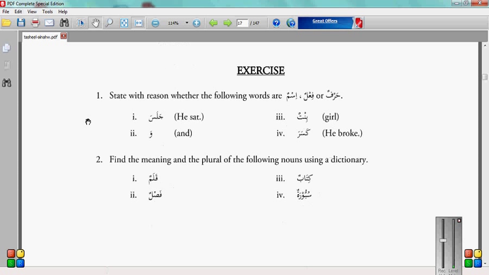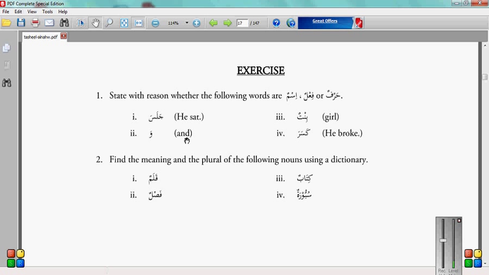Okay, so exercise: state the reason whether the following words are ism, fi'l, or harf. Jalasa, he sat. I encourage you to pause the video and answer these questions yourself before hearing my answers. So jalasa, he sat, is a verb because notice, first of all, there's no al or tanween. If this was a noun, you would have either. Okay? And he sat obviously is an action and it's past tense.